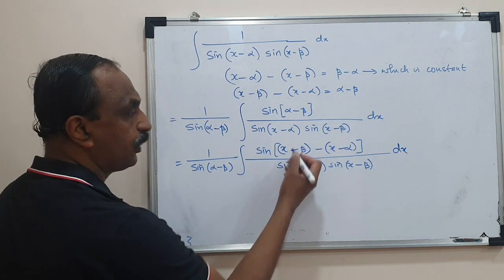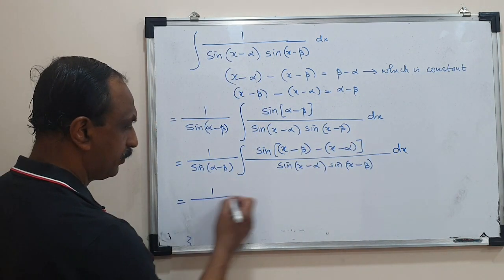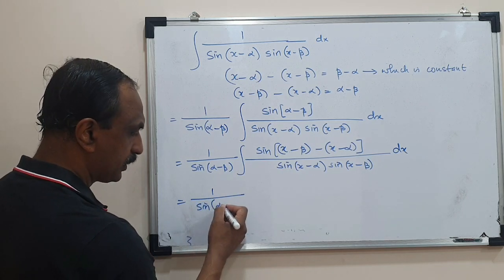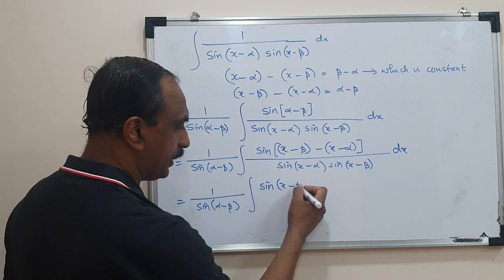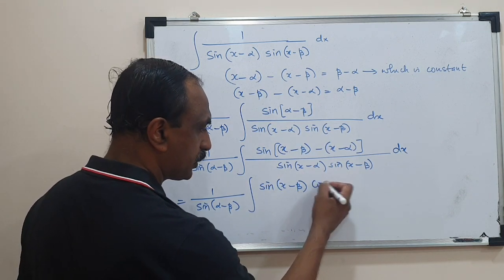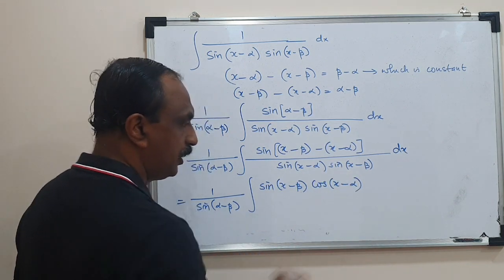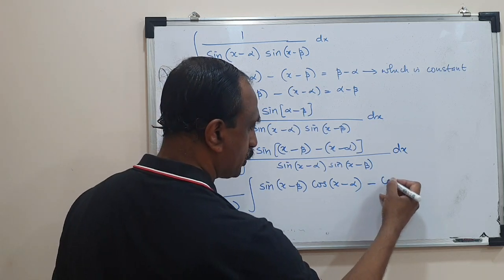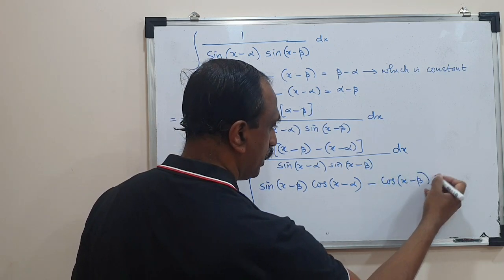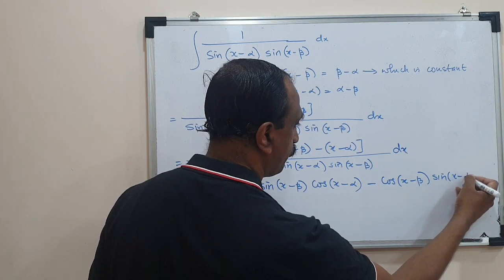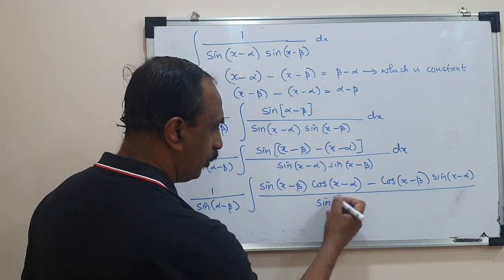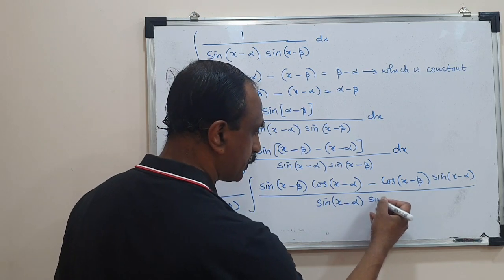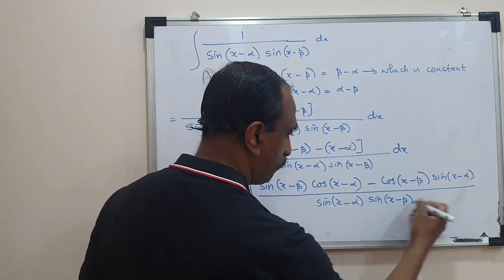Now we'll expand using the sine of a minus b formula, to become sine of (x minus beta) into cos of (x minus alpha), minus cos of (x minus beta) into sine of (x minus alpha), whole divided by sine of (x minus alpha) into sine of (x minus beta).